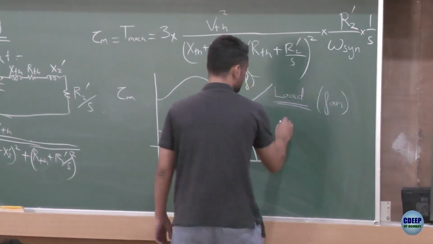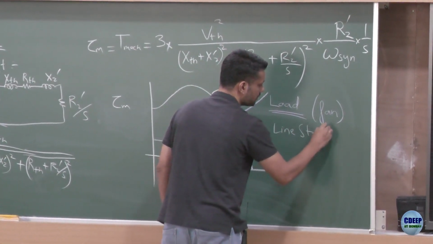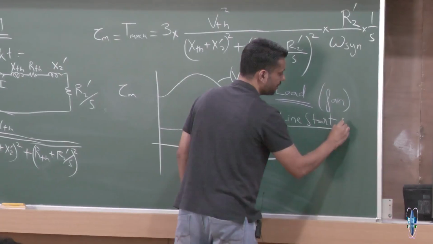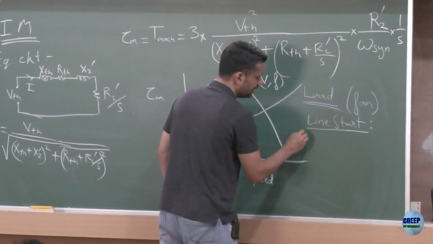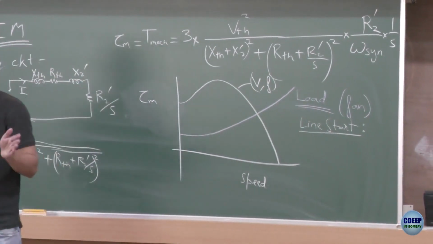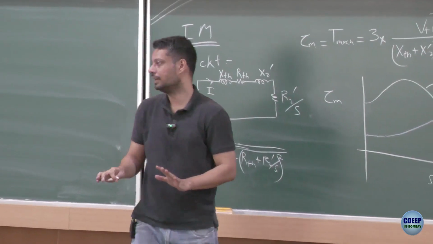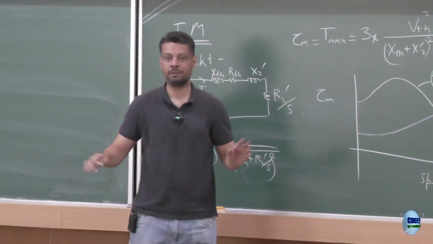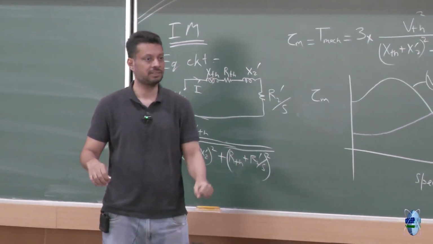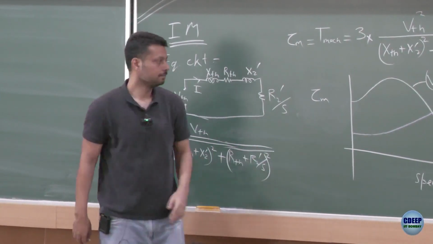So if I say this is a line start, it means directly you have 3-phase AC, 50 hertz, 230 volt per phase, so 400 volt line to line, 400 volt 50 hertz, you have directly connected to the induction motor, right. There is nothing in between and you have just closed the switch, all the 3 phases together, and now what happens? That is what we call a line start.